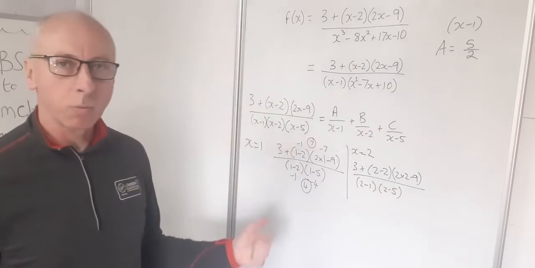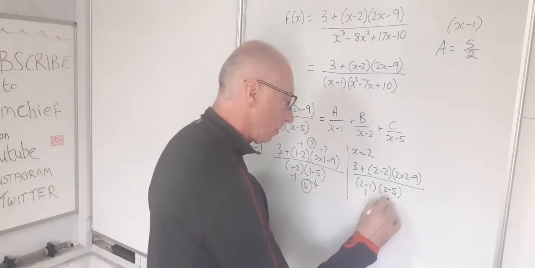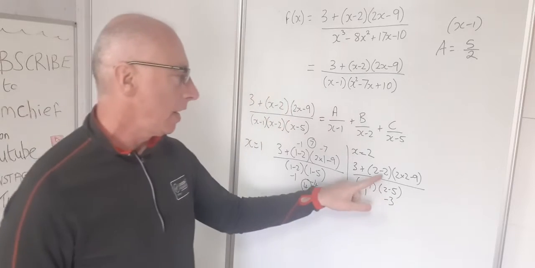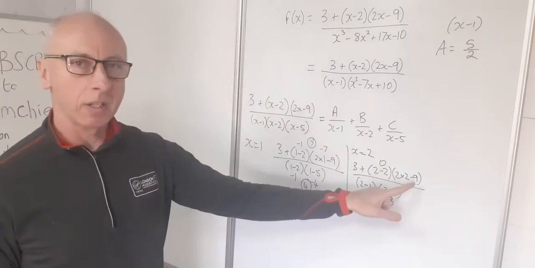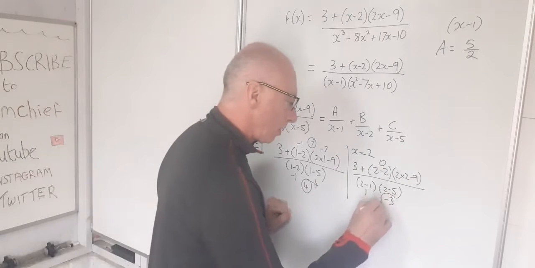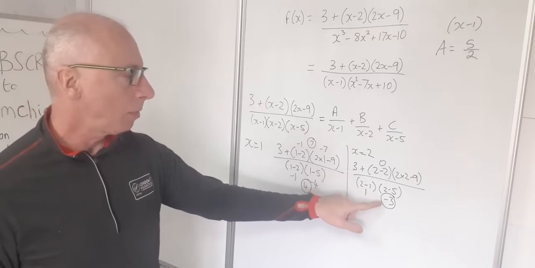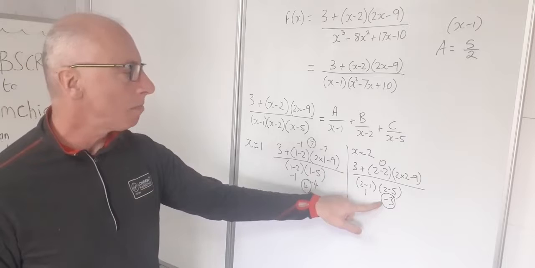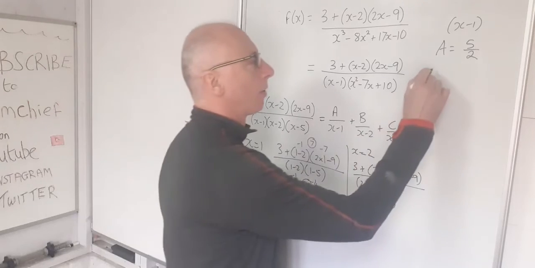Okay, let's work out the bracket ones. 2 minus 1 is 1. 2 minus 5 is minus 3. And then here this is a 0. So whatever that is, that's going to disappear. So this whole thing disappears to 0. 1 times minus 3, this just becomes minus 3. Okay, so now we've got a 3 divided by minus 3, which gives me minus 1. So therefore b is minus 1.